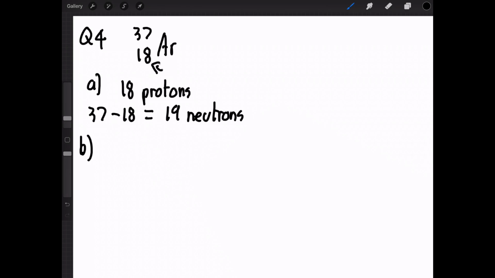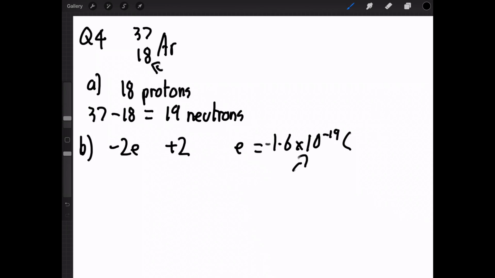Part B, what is the charge in coulombs of this ion? Well, if we've lost 2 electrons, that means that we'll have a +2 charge. So we've got +2, an extra 2 protons effectively, which are going to give the ion this charge. 1 proton has a charge of 1.6 times 10 to the minus 19, because the charge on an electron is minus 1.6 times 10 to the power minus 19 coulombs. So it's just 2 times this number here.